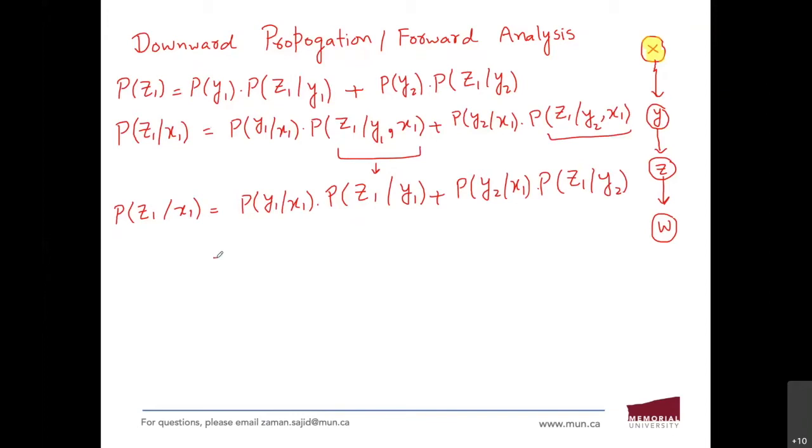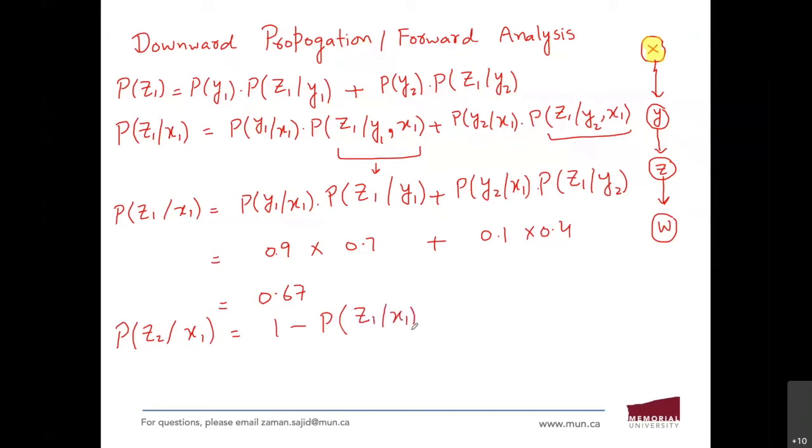Now next we just need to plug in values. These we calculated last time and some of the information was given in the question as well. This term is 0.9 multiplied by 0.7 plus 0.1 times 0.4. And what I get here is 0.87. Since these are binary states, for the other state of Z, the probability of Z2 given X1 will equal 1 minus the probability of Z1 given X1. So it will be 1 minus 0.67, which turns out to be 0.33.